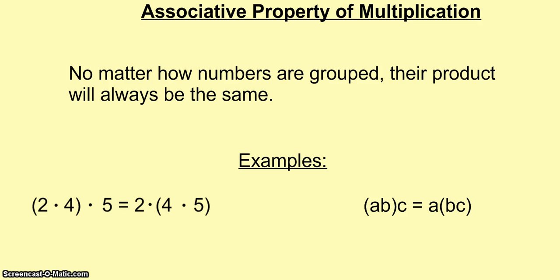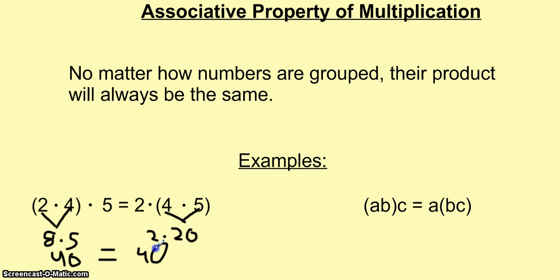The associative property of multiplication. Again, no matter how the numbers are grouped, their product will always be the same. So again, with the parentheses, I have 2 times 4, which is 8. And 8 times 5 is 40. Okay, and that's equivalent to 4 times 5, because I start with parentheses first, in order of operations, is 20. And 20 times 2 is 40. So that is the associative property of multiplication.